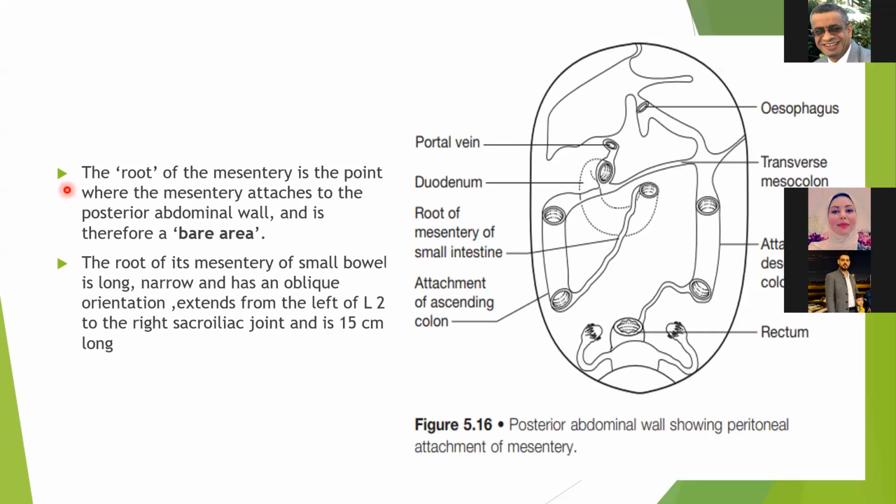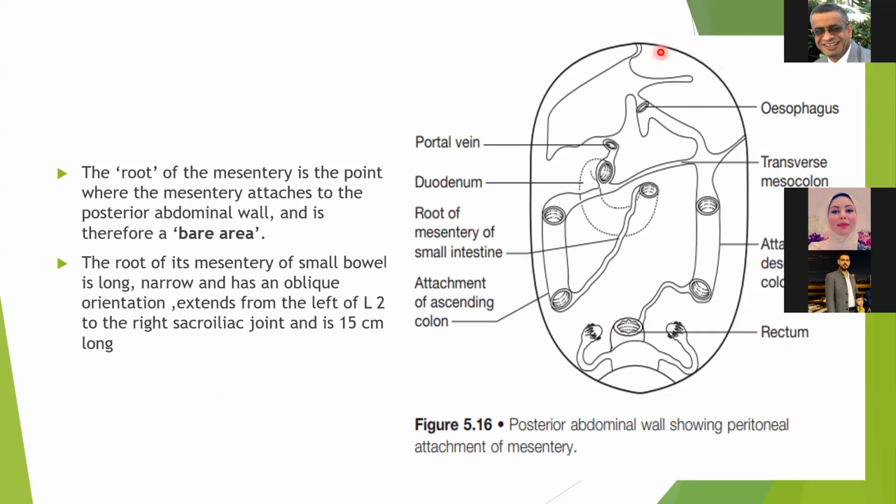The root of the mesentery is the point where the mesentery attaches to the posterior abdominal wall and is therefore a bare area. The root of the mesentery of the small bowel is long, narrow, and has an oblique orientation, extends from the left of L2 to the right sacroiliac joint, and it's about 15 cm in length.